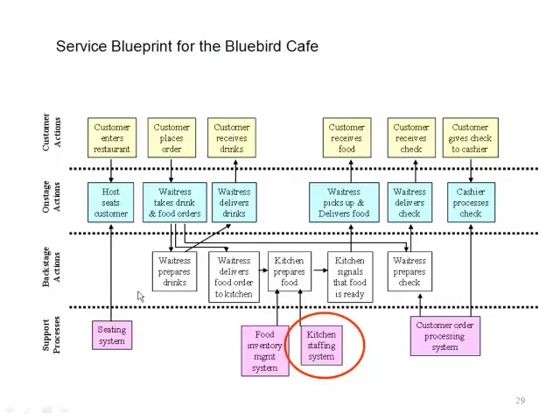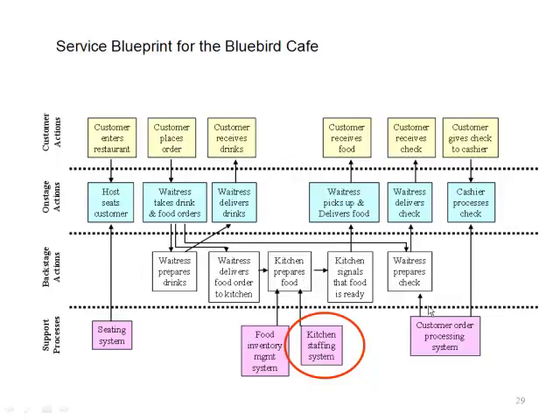Now, what about these backstage activities? These are things that are happening as a result of the customer coming in the door, but the customer doesn't necessarily see us preparing the drinks or cooking the food, etc. So that's why we call them backstage. And again, I might think about what needs to take place for these to be carried out correctly.